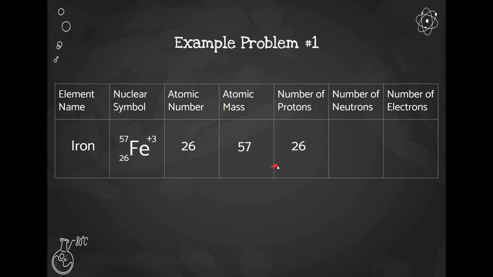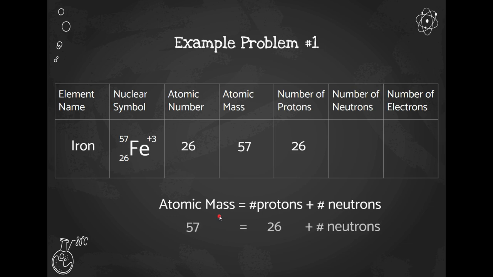Now we have to do a little bit of puzzling out to find our number of neutrons and our number of electrons. Let's start with neutrons. So what do we know about neutrons? Well, we know that the neutrons are related to the atomic mass. Our neutrons plus our protons give us our atomic mass. If I plug in the information I know, I can see that the atomic mass is 57.